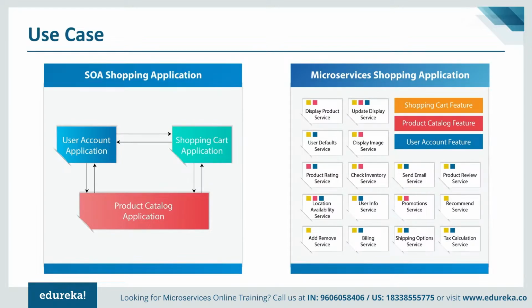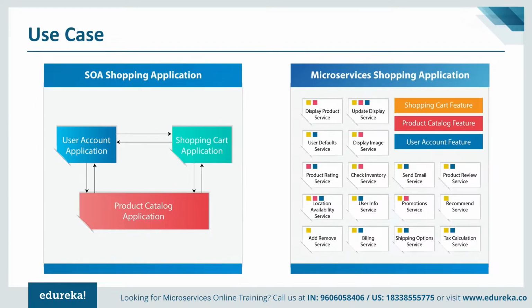But in case of microservices, we have a separate billing service. For shipping, we have a shipping options service. We have a tax calculation service, right? So the different tasks in this particular feature, it's broken down. Similarly, for product catalog application, we have different task level breakdown, such as display product service. We have an update display service. We have user default service and many more. Similar for user account application, right? We have a send email service and many more. Now that you've understood that microservices is all about breaking a particular feature or a feature level service into task level services, let's see how microservices shopping application is different.